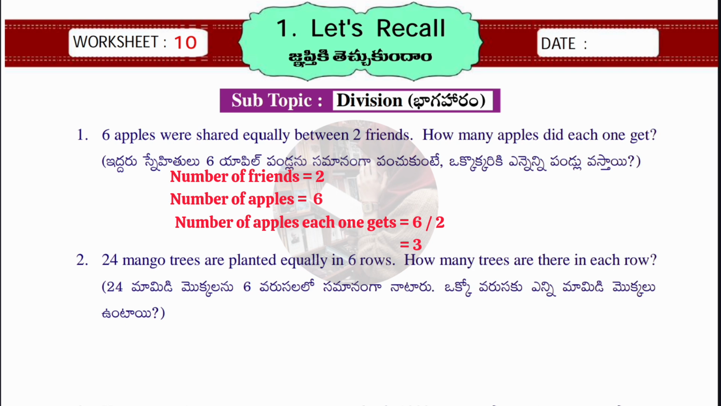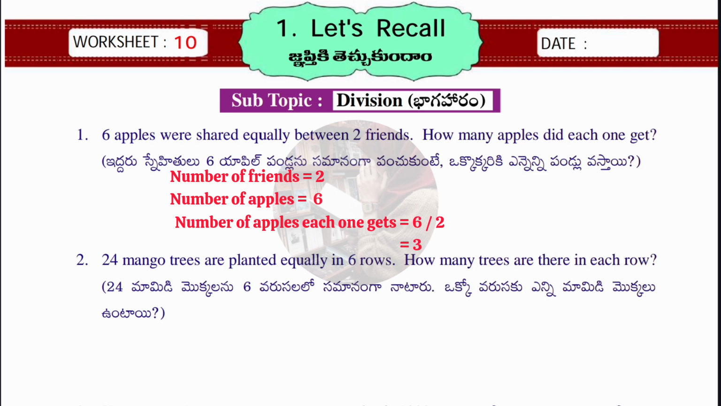Number of friends are 2. Number of apples are 6. So therefore the number of apples each one gets is 6 divided by 2. So each one gets 3 apples. 3 plus 3 equal to 6. Understood? So in this way you have to do the answer.